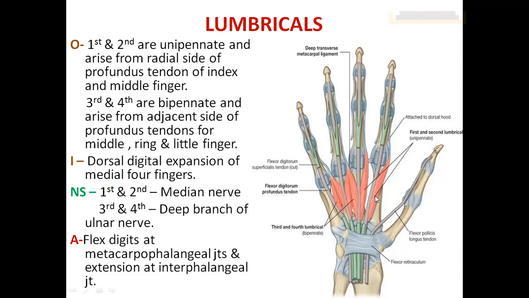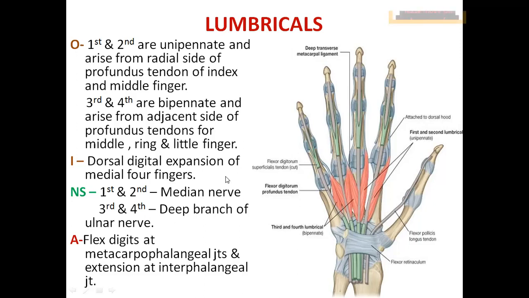Okay. From the lateral side of the first two tendons of the flexor digitorum profundus, we have the first two lumbricals, which are unipinnate. Third and fourth are bipinnate, and the third one is arising from the second and third tendons of the flexor digitorum profundus. The fourth one is from the third and fourth tendons of the flexor digitorum profundus. Right? You can also use the words: this is for the middle finger, this is for the ring finger, and this is for the little finger. These words you can use.